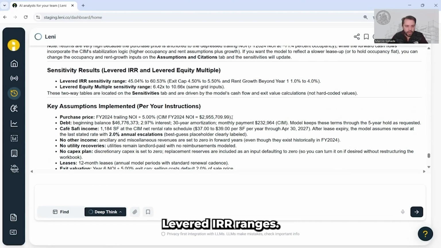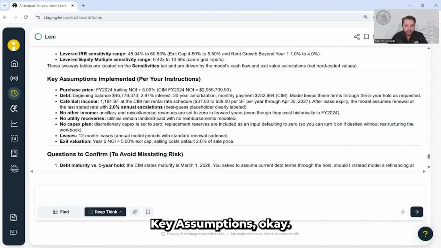Okay. Levered IRR ranges. Oh, it also gave me the ranges. Key assumptions. Okay. Great. Based on the trailing 12-month NOI.